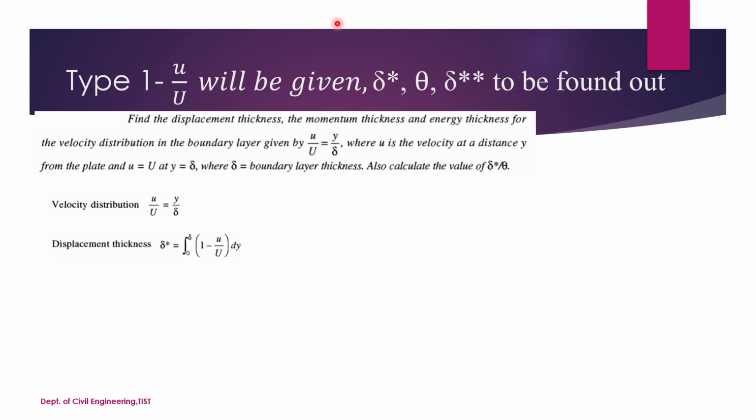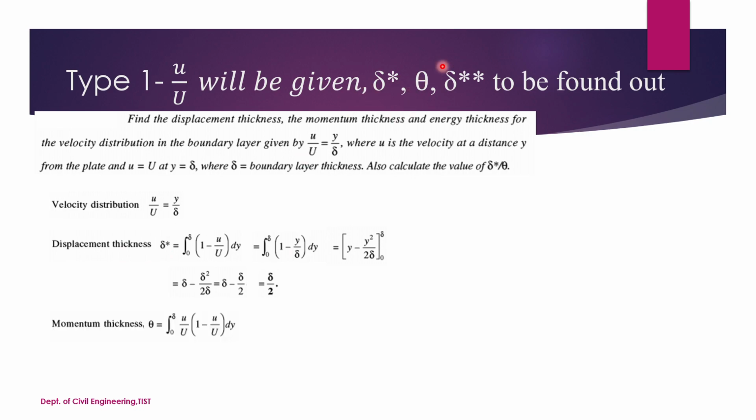This is the value. Now displacement thickness delta star is equal to the integral from 0 to delta of 1 minus U by U dy. This is the equation. To this equation we will be substituting the value of U by U, and then we'll be integrating in order to get the value. So substituting the value, then we integrate. Then applying the limits, we'll be getting the value of delta star as delta by 2. So we got the value of displacement thickness delta star. Now we'll move on to theta.